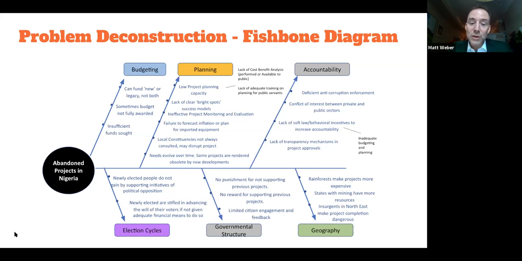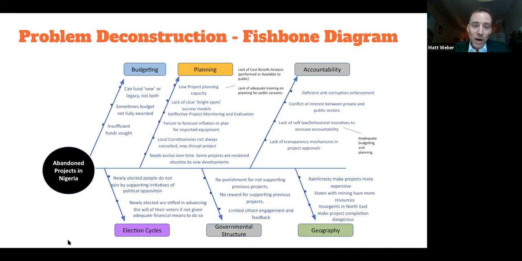The incentives to increase accountability are low, and the transparency, which might allow citizens of Plateau State to come to an honest appraisal of the quality of the actions of their state government, is very limited. So that's the accountability category.